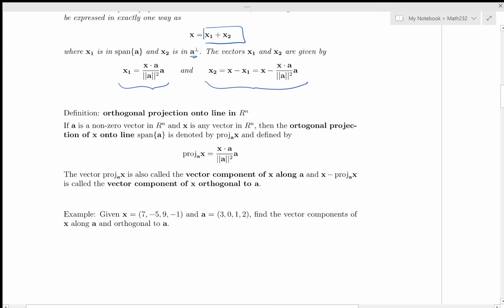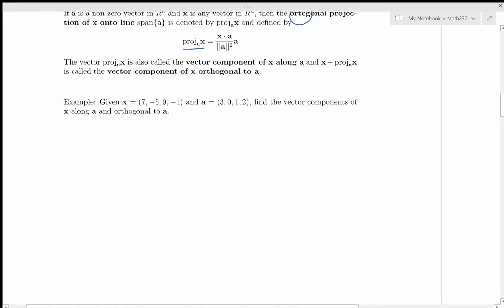If A is a non-zero vector, and we have any vector x, the orthogonal projection of x onto the line A, on the span of A, is denoted this way. The projection of x onto A, and we can compute it in this way here. That's the component that's along A, and then the other component is perpendicular. All right, let's take an example.